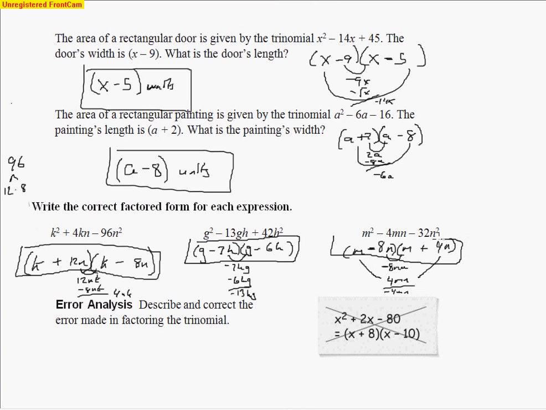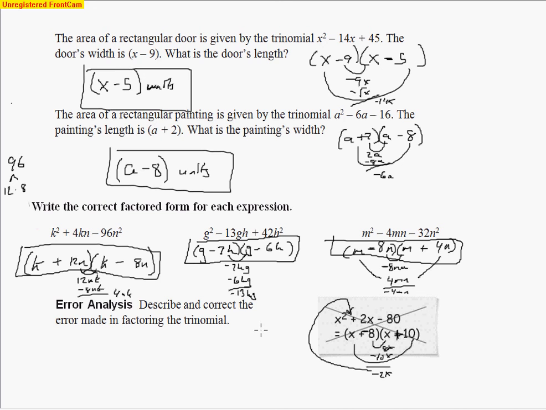Well, let's take a look at the last one here. It says, describe and correct the error made in the factoring. Well, I see that x and x make x squared. 8 times negative 10 does make negative 80. But if you look at the outside and inside terms, this makes negative 10x, this makes a positive 8x, and that adds to make a negative 2x. And look what sign they have. It should be a positive. So what we did wrong here is we have the wrong signs. We need to make the 8 negative, and we need to make the 10 positive.